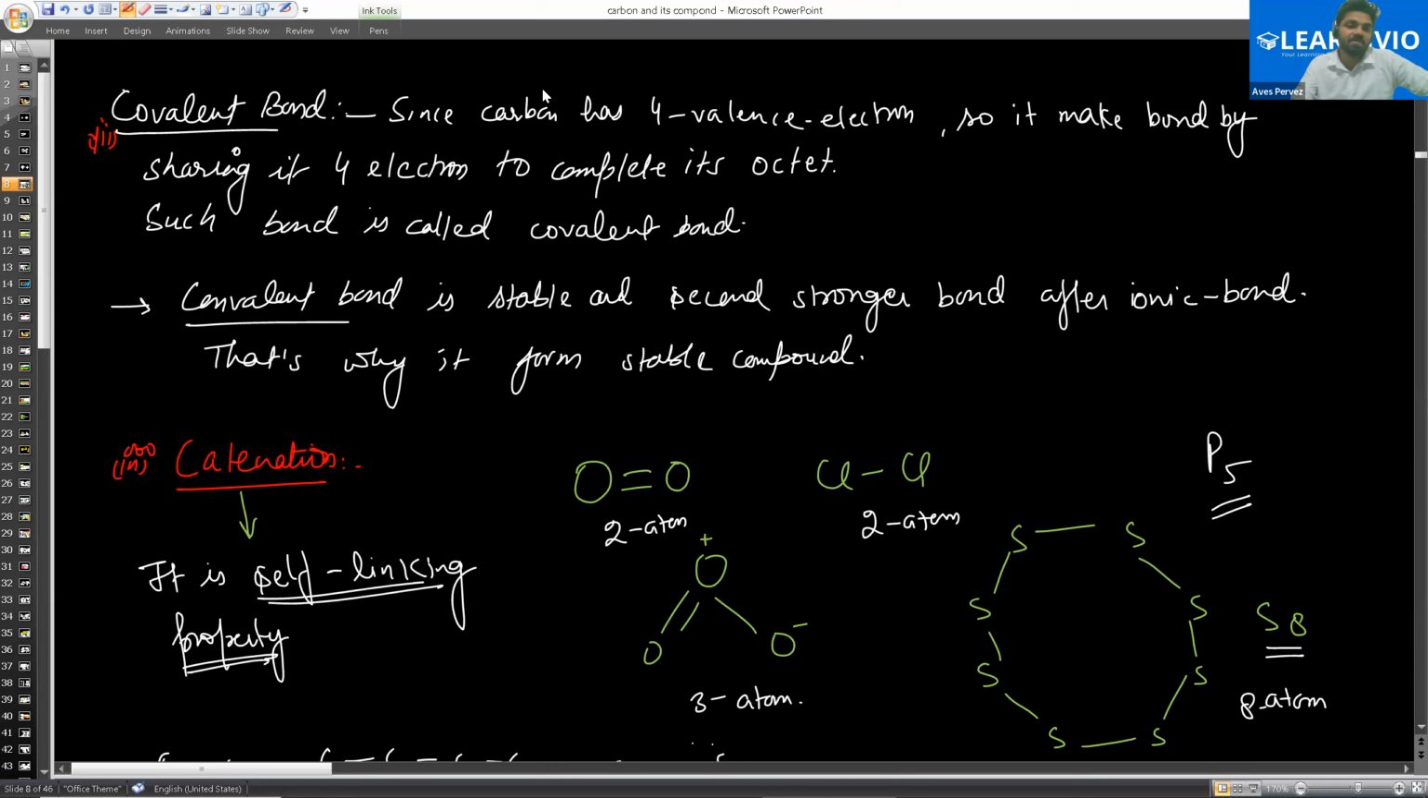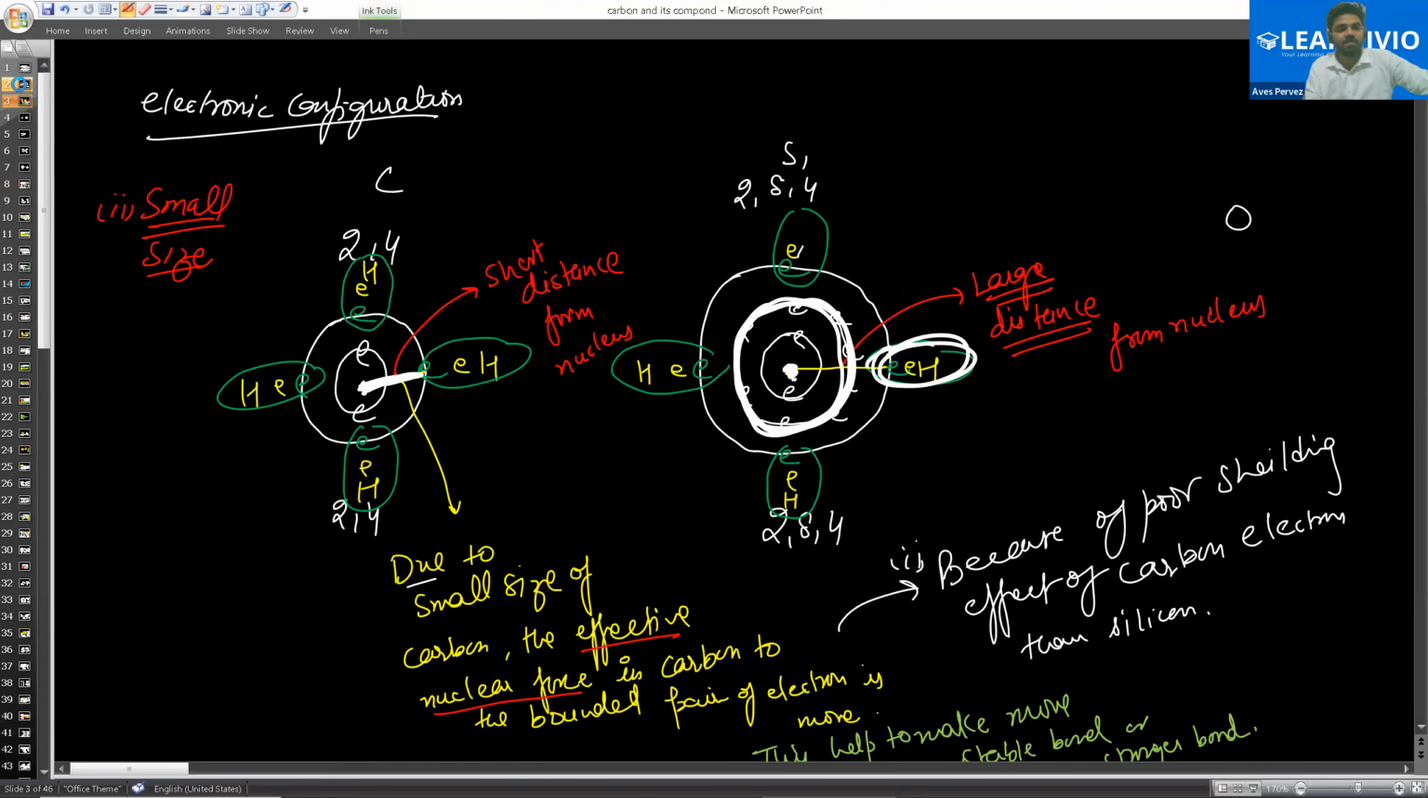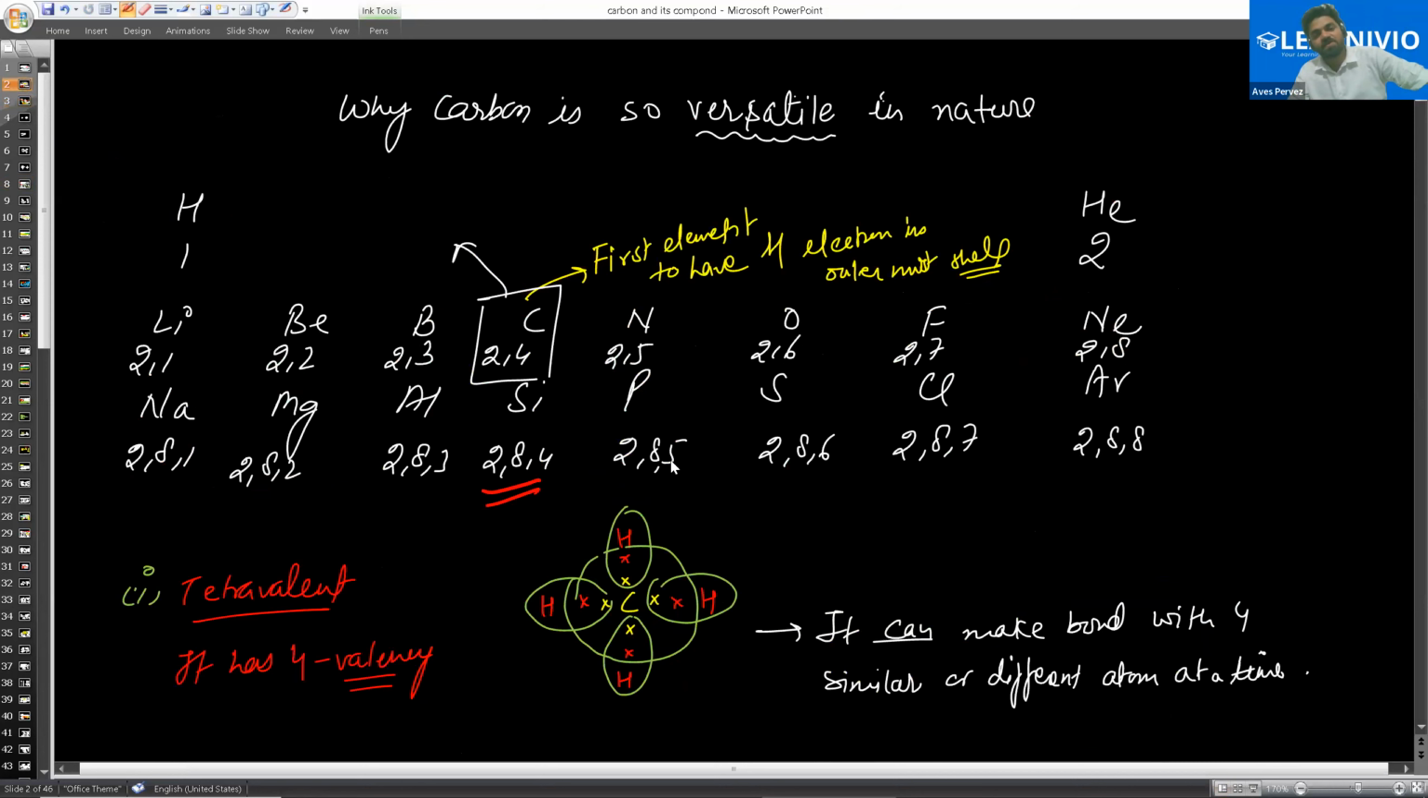So start writing from here. From here: why is carbon so versatile in nature?